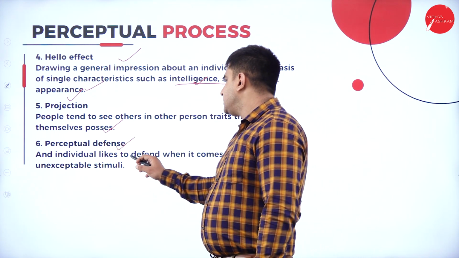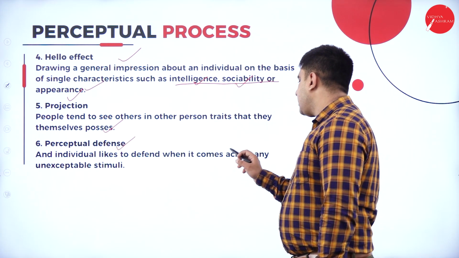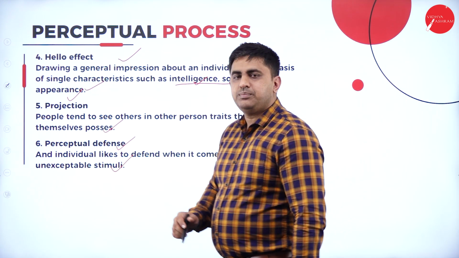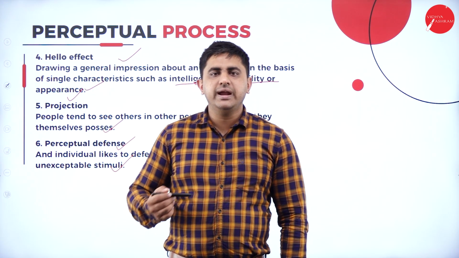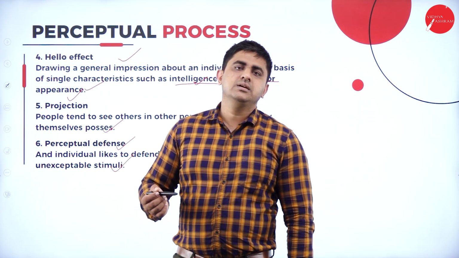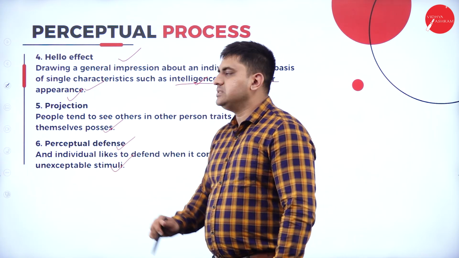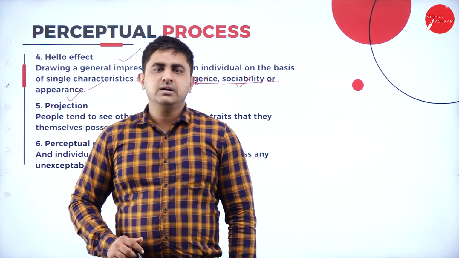Then perceptual defense. An individual likes to defend when he comes across any unacceptable stimuli. For example, there is a person who is trying to humiliate you in front of others. What do you do? You defend yourself. That is perceptual defense. That's the meaning of perceptual defense.